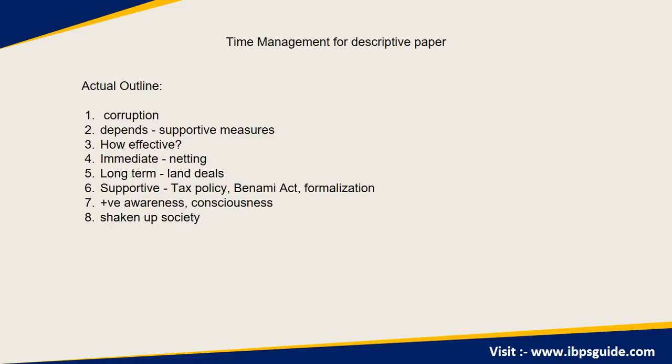Next, again, body, you have 3 paragraphs, 4, 5, 6. Immediate effect is netting, long term is the land deals, and supportive policies are the tax policy, Benami Act, and formalization. 7th and 8th point is your conclusion. You talk about the positives, which is awareness and consciousness. And in the last point, you talked about how the society has been shaken up and how it's a big outcome. Okay, so that's how you write an actual outline.